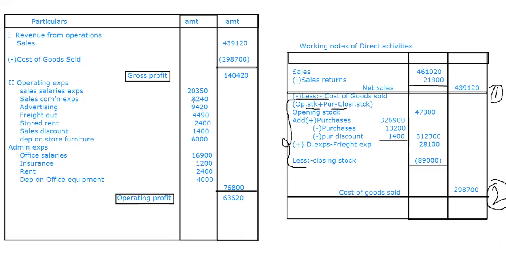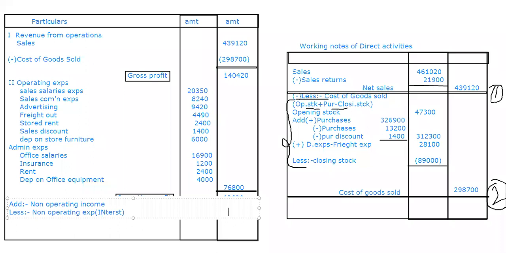Okay. So from this, next what we are going to do is go minus for the tax. Add non-operating income. He didn't give non-operating income, but he gave non-operating expense, that is in the form of interest. So how much interest did he give? 4,700.